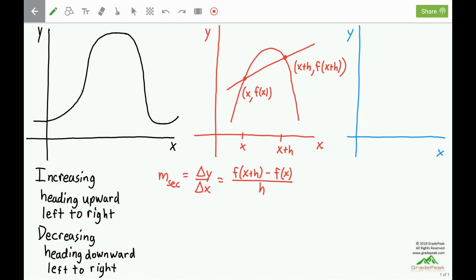Now, we cannot make those 2 points become a single point because we will no longer be able to describe the slope of a line, but we can make it become as close as possible without becoming exactly the same point. And that's going to be done by changing that h value. That h value is the distance between the x-coordinates. If you look here, one's x and one's x plus h, and the distance between them is h.